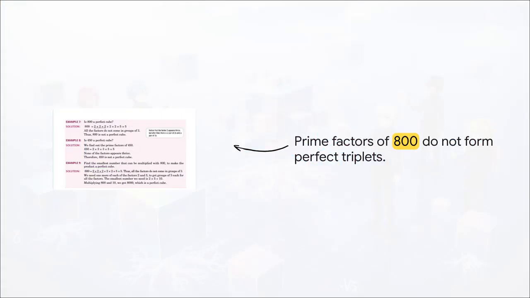Let's run our test. We break 800 down and we find one perfect group of 3 2s. Great. But then we're left with 2 more 2s and 2 5s. They fail to make groups of 3. This instantly tells us 800 is not a perfect cube.